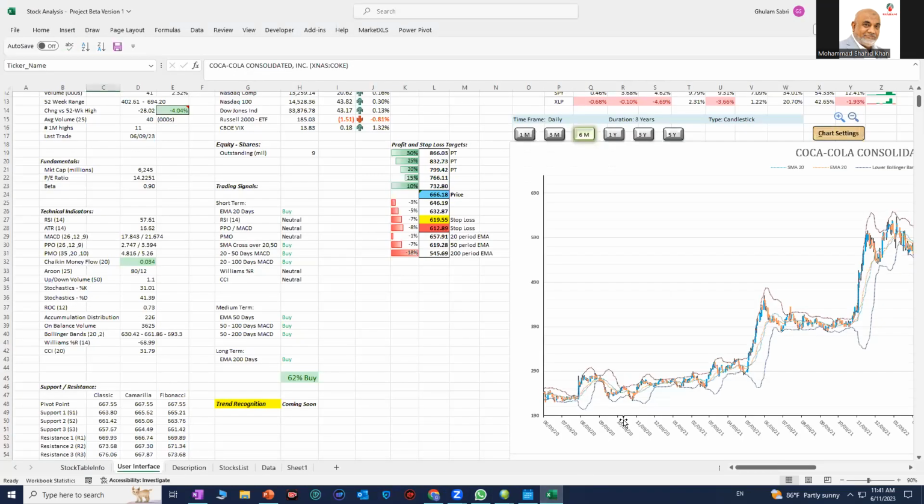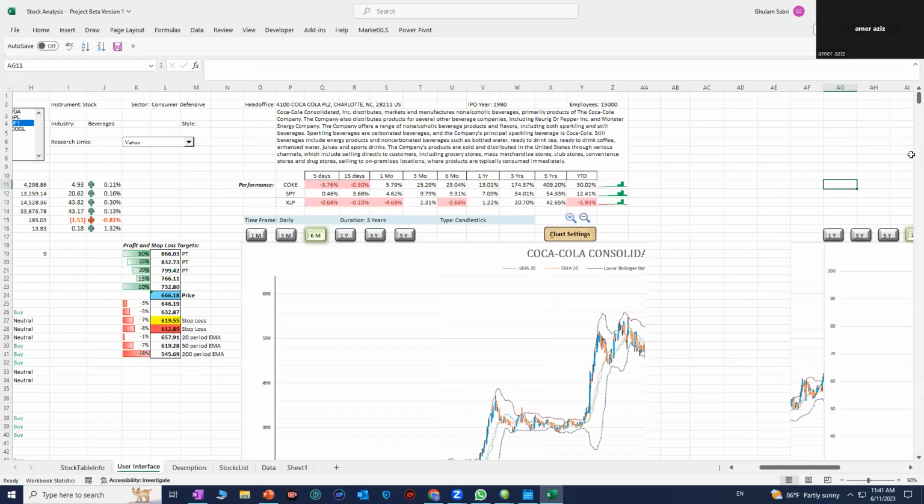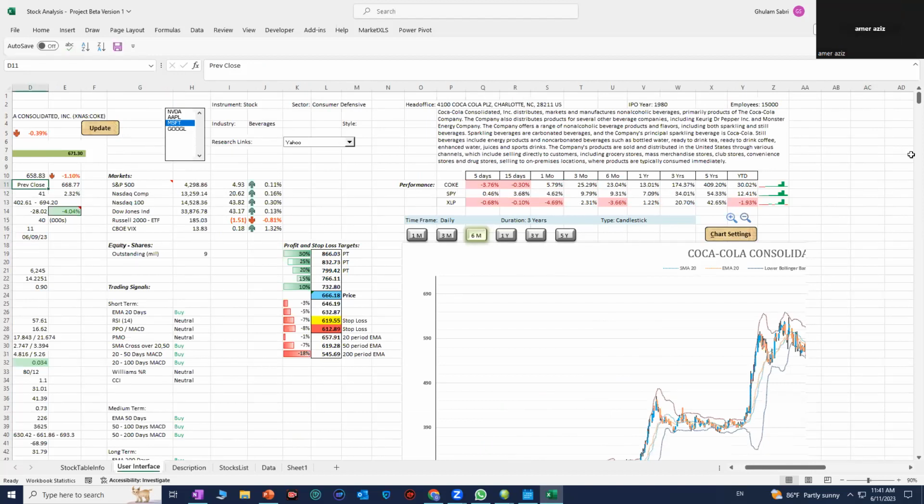Its performance for 5 years is not bad. In 3 years, 174%. 5 years, 409%. 6 months, 23%. So that's what I'm saying. I bought it at 200. I sold it at 400 sometime, then I saw it went down to 600. So how do you make a decision to stay on?